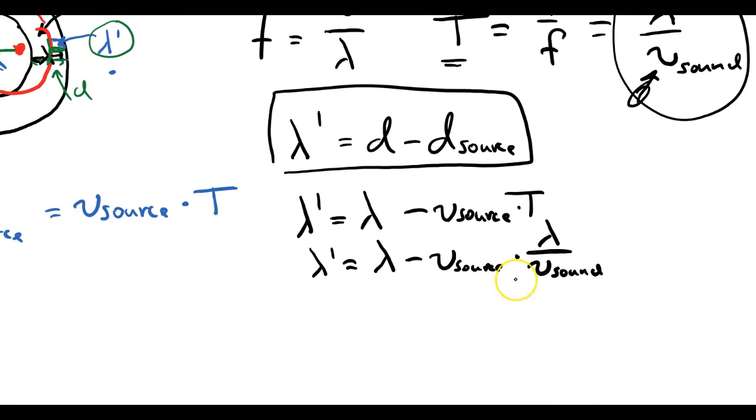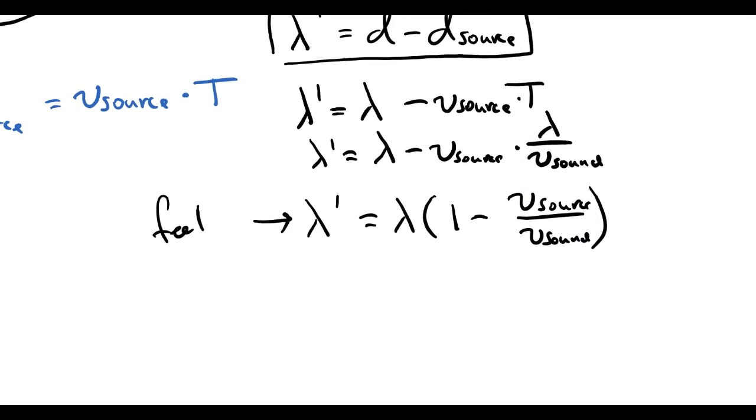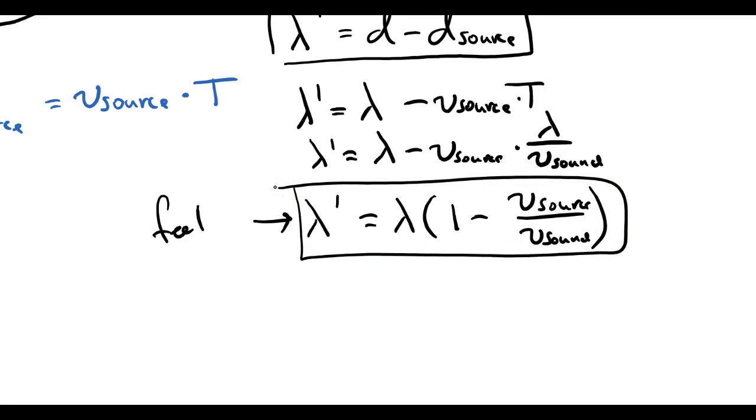Well, they both have wavelength in common, so I'm going to pull that out. So wavelength prime, this is the perceived wavelength. This is what you would feel if you were standing in the front. That is equal to wavelength times 1 minus the velocity of the source all over the velocity of the sound. That's a key idea. Let me box that in right there. So the perceived wavelength is simply the wavelength times 1 minus v source over v sound.